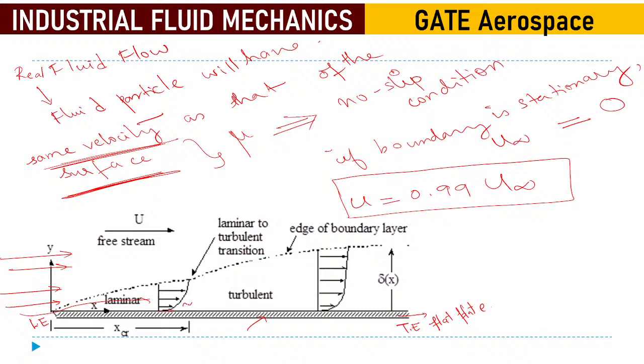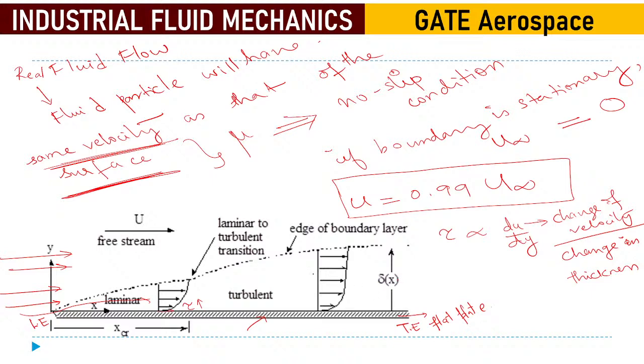Why? Because here the shear stress is very, very high. Mathematically I am defining the shear stress as tau. You might be remembering Newton's law of viscosity. It says that tau is directly proportional to du by dy. And what does du by dy mean? It is a change of velocity with respect to a change of thickness. This is the y direction. And what is this y? Y is the boundary layer thickness.